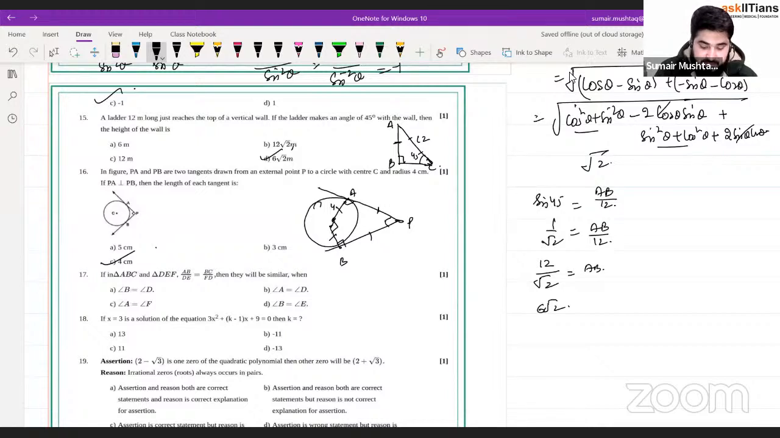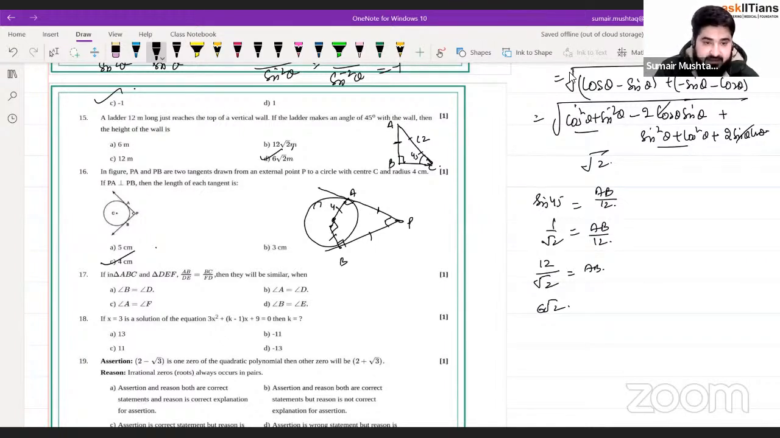Done. Come on, let me know. 1 by root 2. Yeah. Okay, fine. Any confusions? Any question till here? Come on, tell me. Any questions? Okay, okay. Shall we proceed to the next?